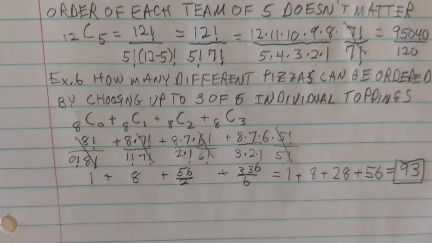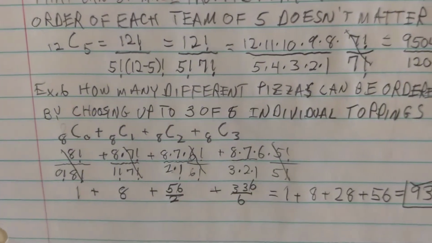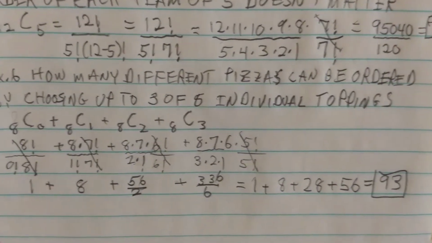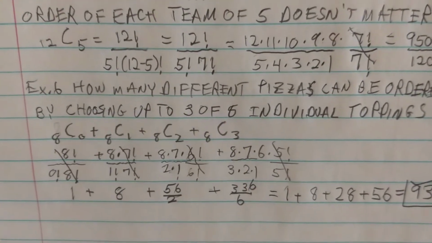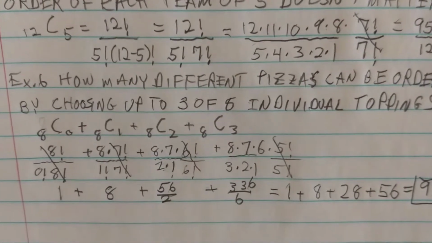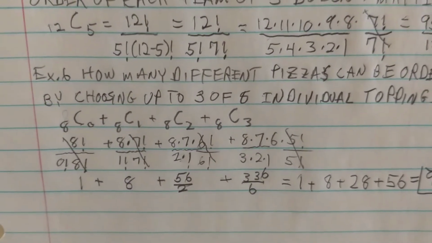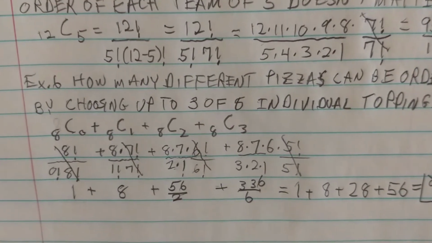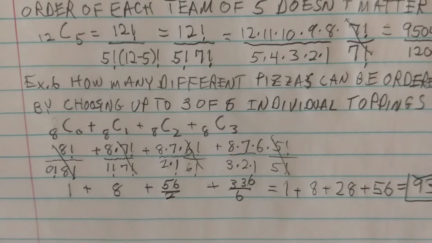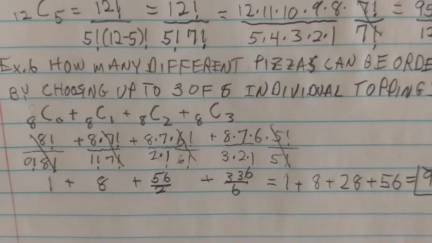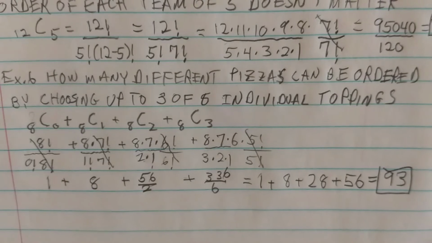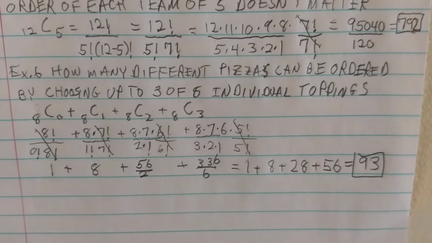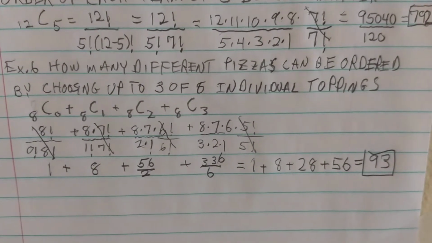Now this next one's a little harder one. Example 6: how many different pizzas can be ordered by choosing up to 3 of 8 individual toppings? Well, one way would be having 0 of 8 individual toppings. Another way would be having 1 of 8 individual toppings. Another way would be having 2 of 8, and the last one would be having 3 of 8. So we have 8C0 plus 8C1 plus 8C2 plus 8C3. Each time, the order of the toppings picked, 0, 1, 2, or 3, doesn't matter.